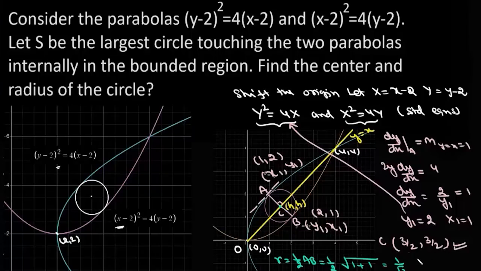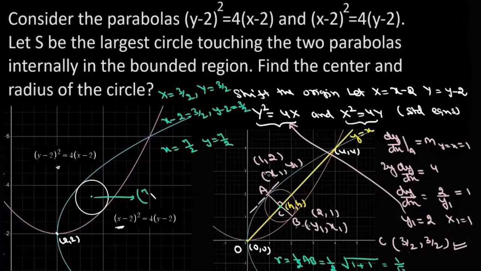So the center of this circle is at (3/2, 3/2) and its radius is 1/root 2. But we need the center of the circle for the given parabolas and not the standard parabolas. So we know capital X is 3/2 and capital Y is 3/2. We replace X with x minus 2. So x - 2 = 3/2 and y - 2 = 3/2. Basically x is 7/2 and y is also 7/2. So the center of the circle will be at (7/2, 7/2), and the radius of this circle will be 1/root 2.